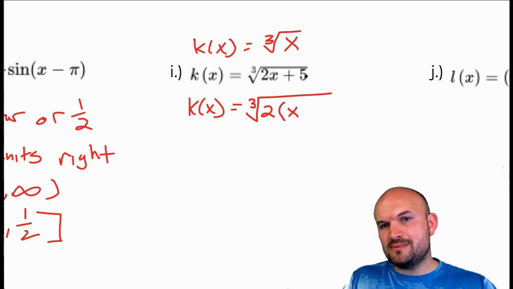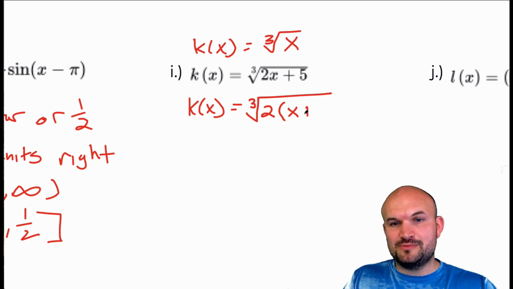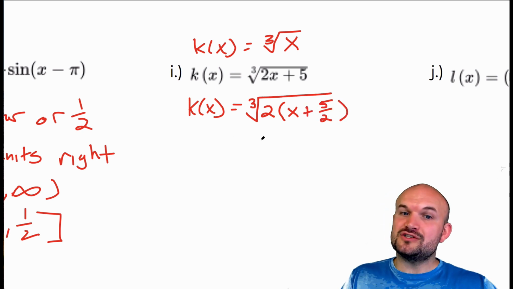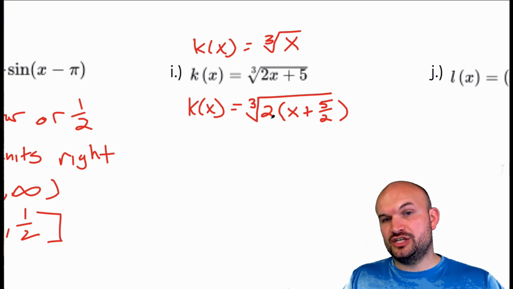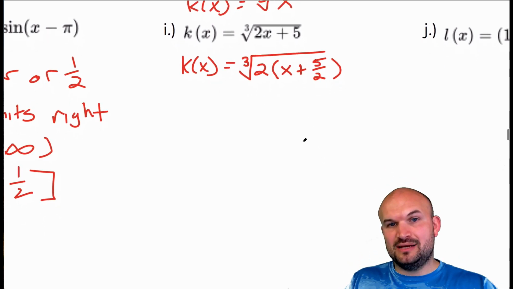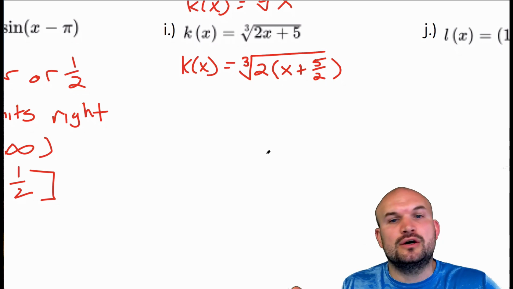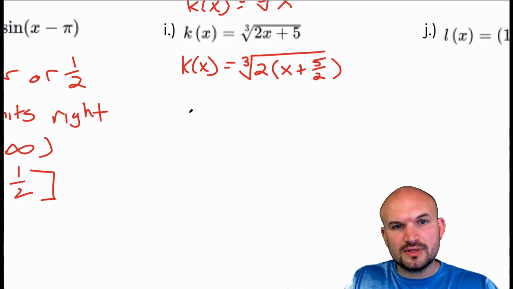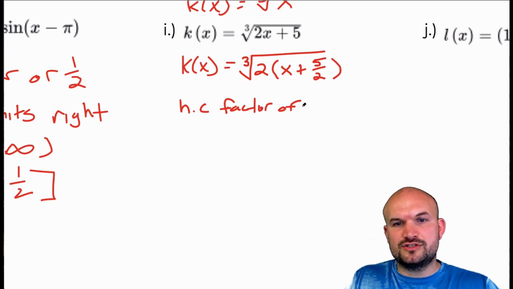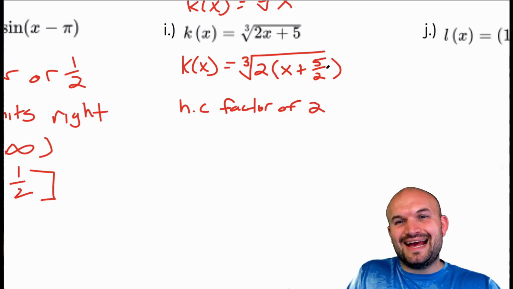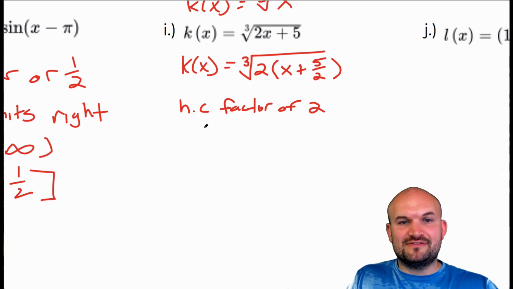And then 2 times what is going to give me 5? Well, that's going to be 5/2. Okay, so now we see that we have a b, which is 2. So when the absolute value of b is larger than 1, that's going to be a horizontal compression. So I can say a horizontal compression of factor of 2. And then also I'm shifting the graph left 5 units.